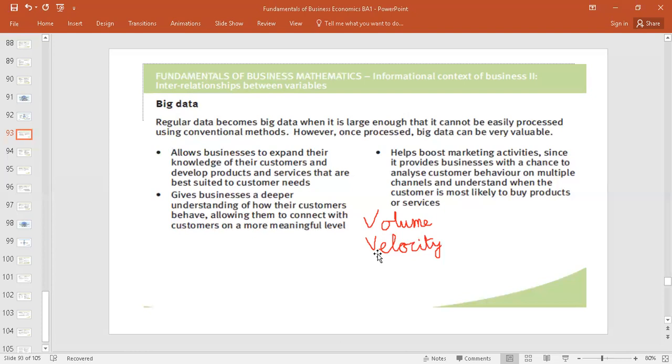The third V talks about variety. What is variety? Variety is about the data. It is not only numerical.